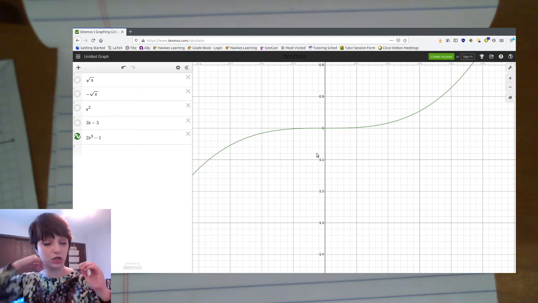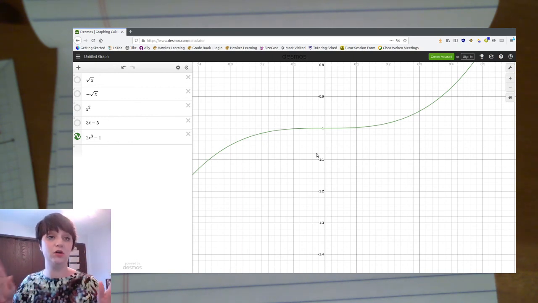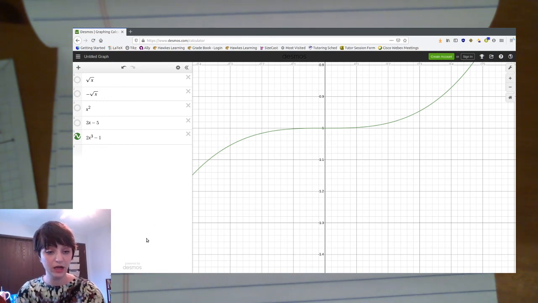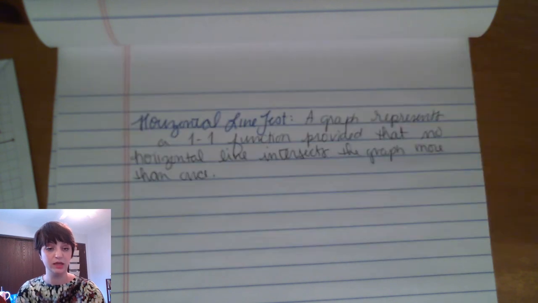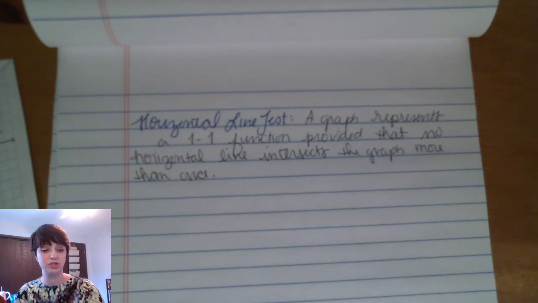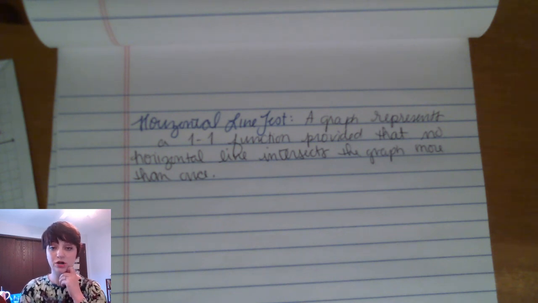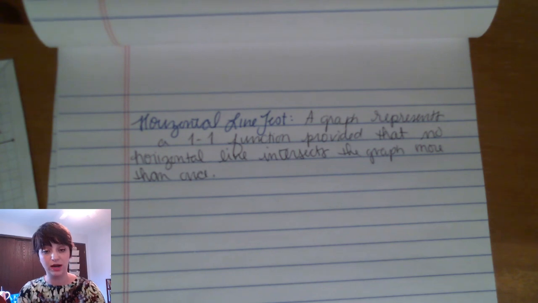Okay. So anything that ignores negatives, that's a really classic not one-to-one example. Anything that has a bowl or a V or a U shape is not going to be one-to-one. So that's our horizontal line test. Now the other thing that we would be interested in doing is finding equations for functions and relations given the original function. So in the next video, I will actually go over how to do that.